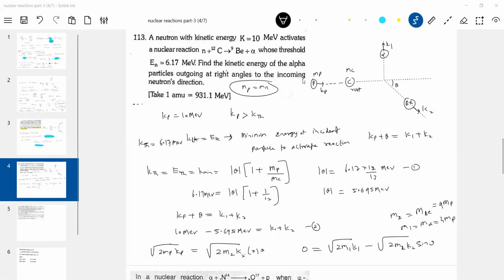We will need one more data now, sir. What is the one more data? Why one more data? Square and add, sin theta will get eliminated, no? Okay, sure.